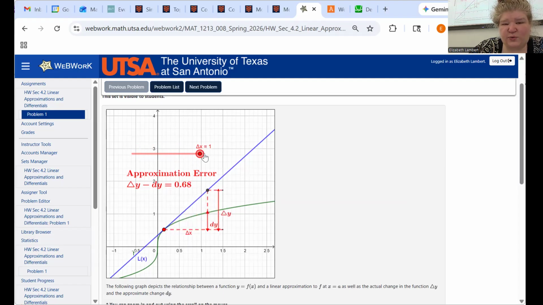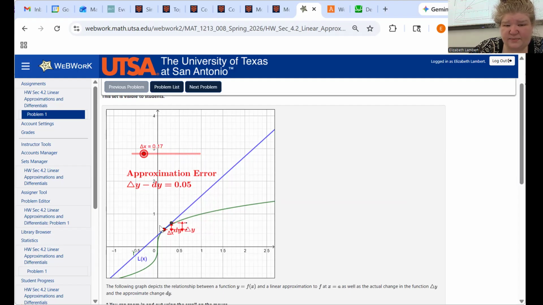Like if I look really far away from the point where my line is tangent, then my error approximation is pretty big. But if I didn't need to look that far from my x value, maybe I only needed to look like 0.3 from my x value, then my error is only 0.12. That's still kind of a big error, so maybe I'd want to shrink my delta x down even more.